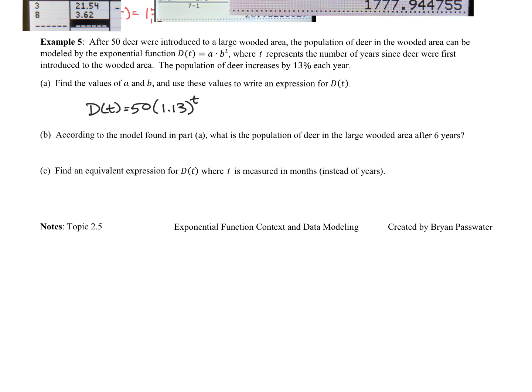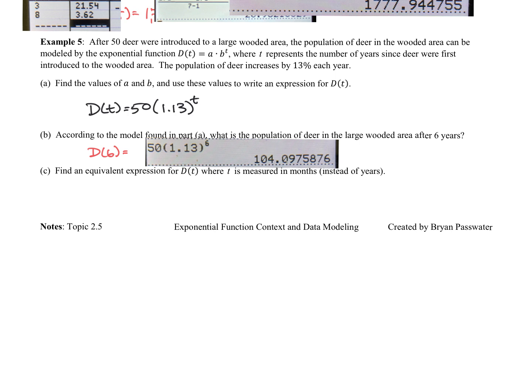According to the model found in part A, what is the population of deer in the large wooded area after 6 years? So what are we trying to find? D of 6. So we're just going to substitute in 6 right there. So we ended up with 104.0976 deer after 6 years. And some people ask, how in the world can you have a decimal of a deer? Pregnant.